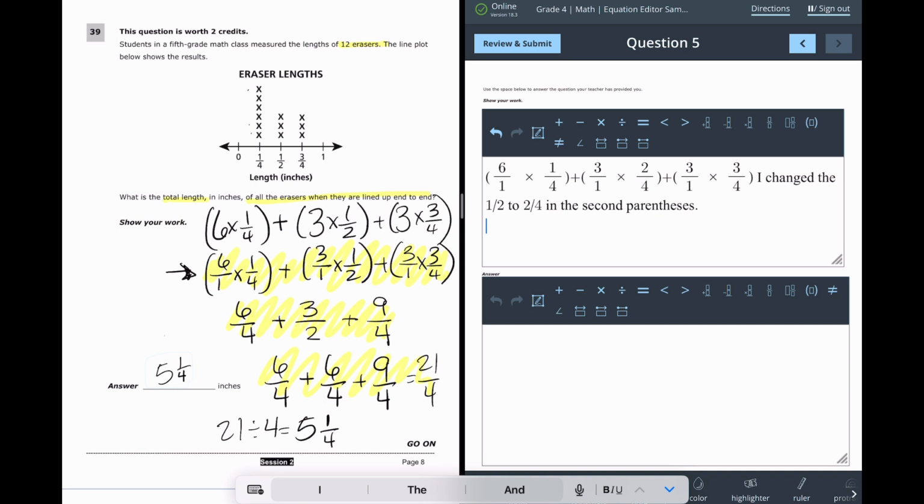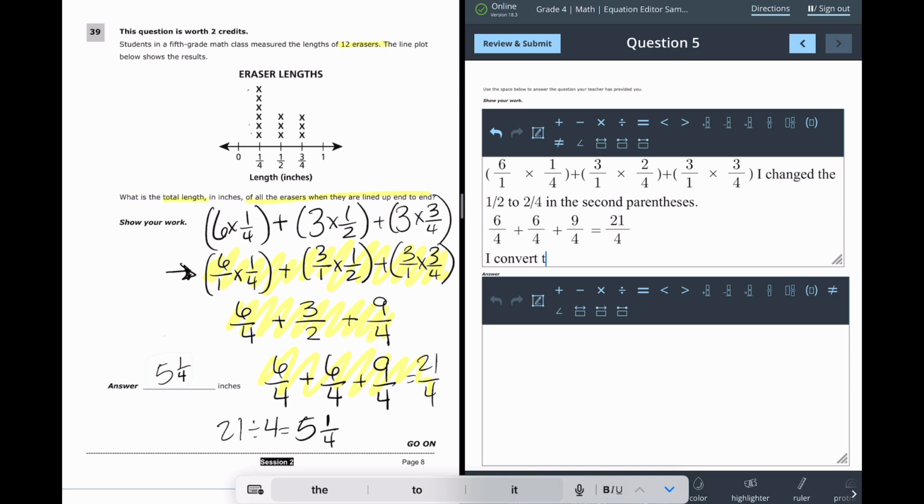Alright, now I can simplify all of this out, and now I can have just a fraction plus a fraction plus a fraction equal to, in this case, a fraction. All right, so now I can just put in those answers, and I'm just copying. So I already know I have 6/4 and 6/4 and 9/4 is equal to 21/4.